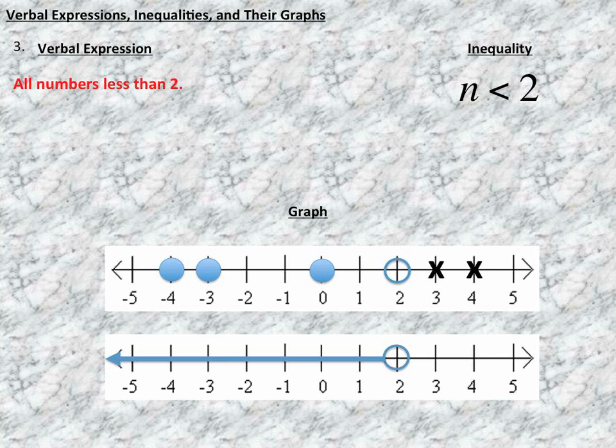Ideally, you don't have to make this top picture. You just make the bottom picture. Open circle, shade to the left. All the points that are less than 2. All the numbers less than 2.